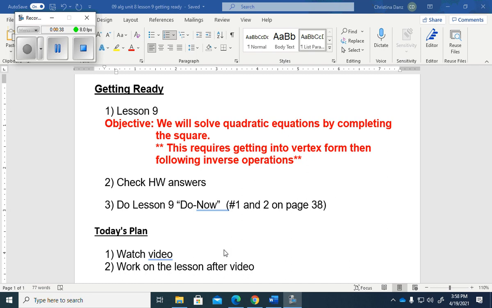I want you to remember that all positive numbers have two square roots. Remember, so you have to put that plus or minus sign in front of that radical sign.